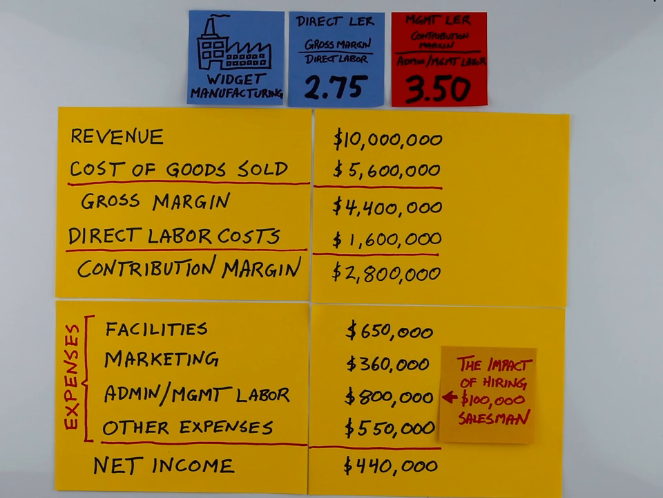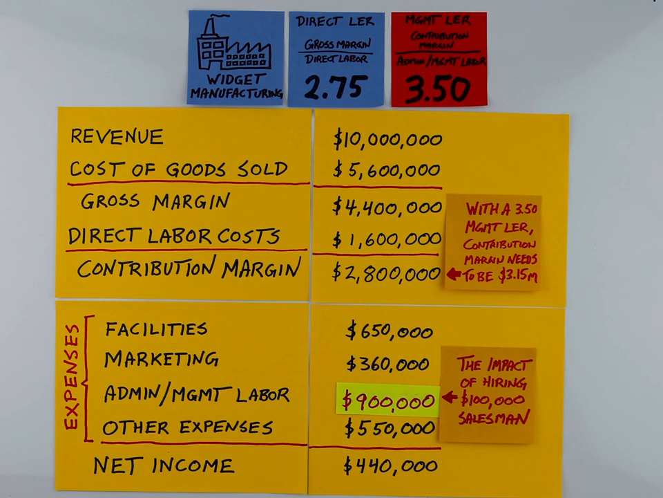So if we're going to add $100,000 in admin and management labor, that's going to go from $800,000 to $900,000. Well, now we can also make the calculation on what is the increase we need to see in contribution margin. It's basically taking the $100,000 and multiplying it times the management LER. So we're going to have to add $350,000 in contribution margin. So contribution margin will go from $2.8 million to $3.15 million.